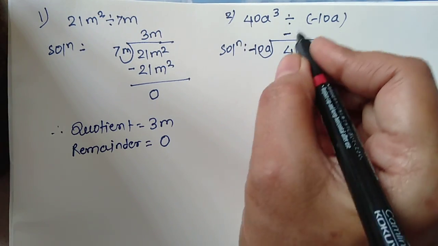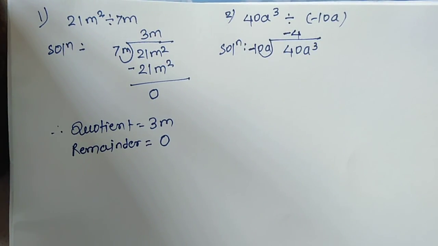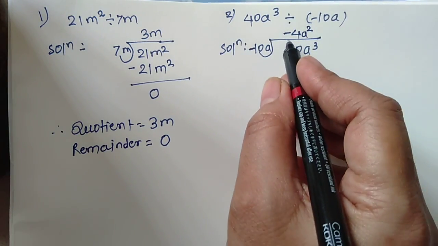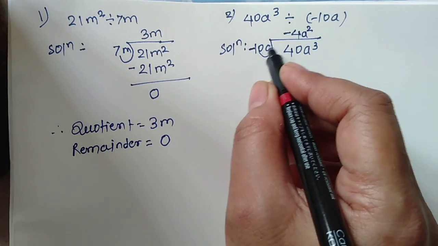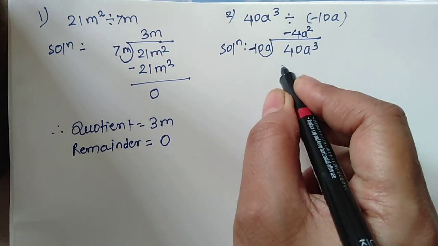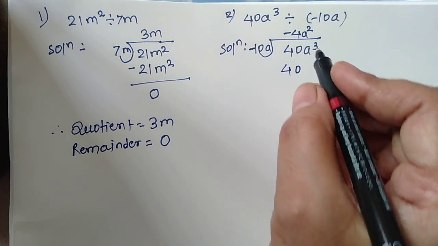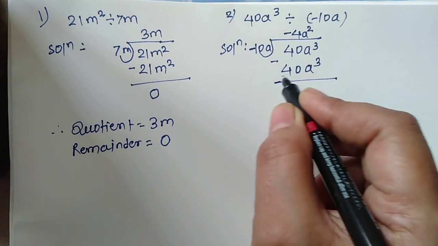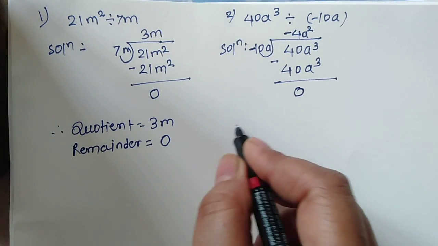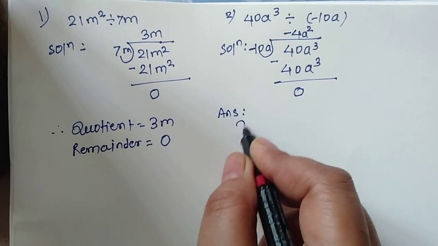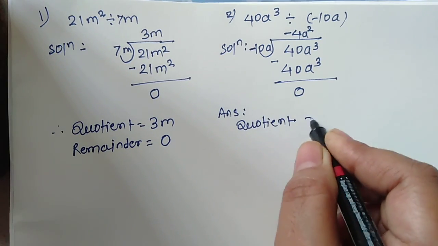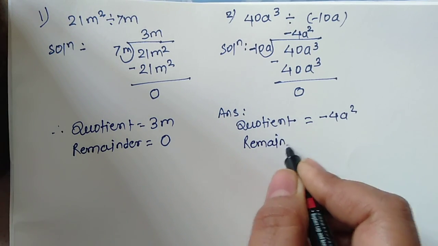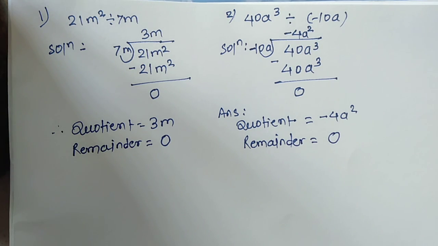We know that 10 4s are 40. Correct? And a into a square is a cube. So minus 10 multiplied by minus 4 is equal to plus 40. And a into a square is a cube. Take the subtraction here. So 40a cube minus 40a cube, 0. So write down the answer here. Quotient is equal to minus 4a square and remainder is equal to 0.